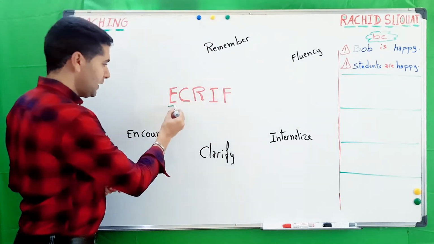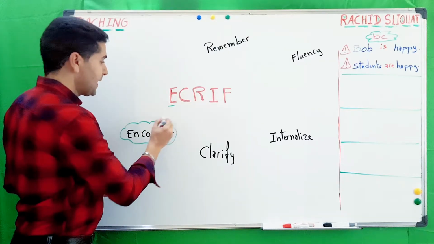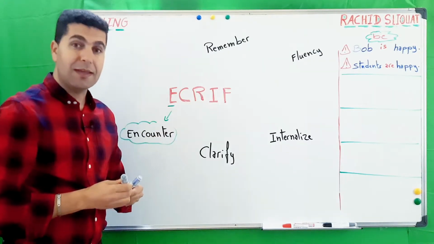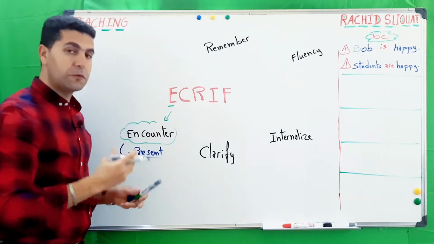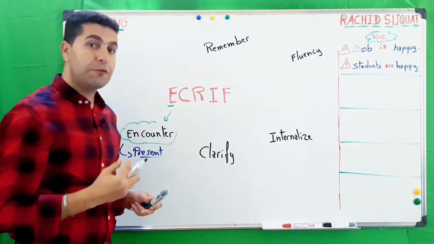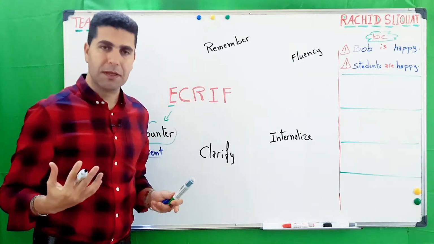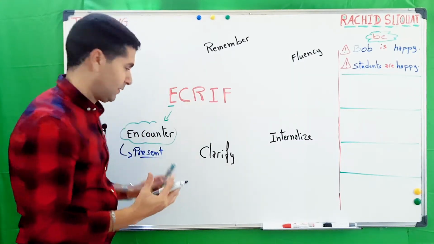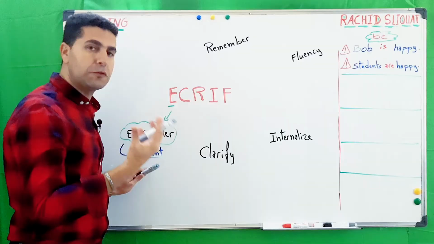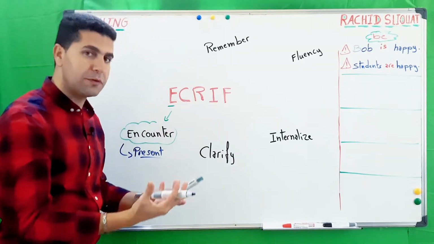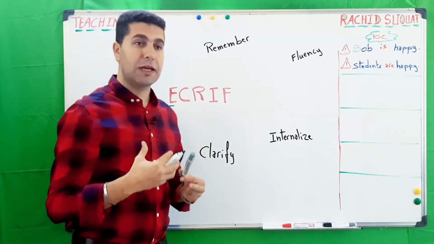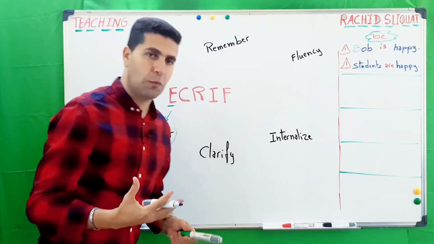The first one is E, and E stands for encounter. And when I say encounter, it is to present. Okay, it is to present, and it is the first step in the PPP model, which is presenting. So encounter refers to presenting, so we can consider it as presenting. So you present the language item, the language vocabulary you want to say.